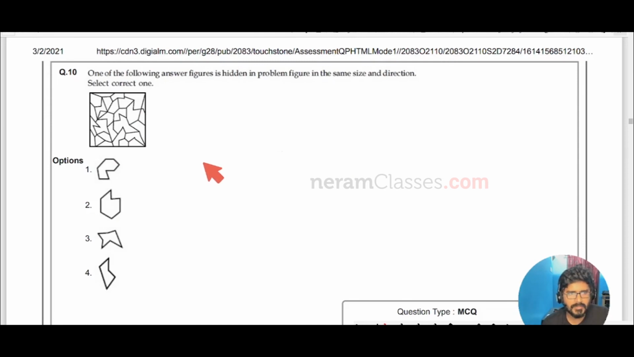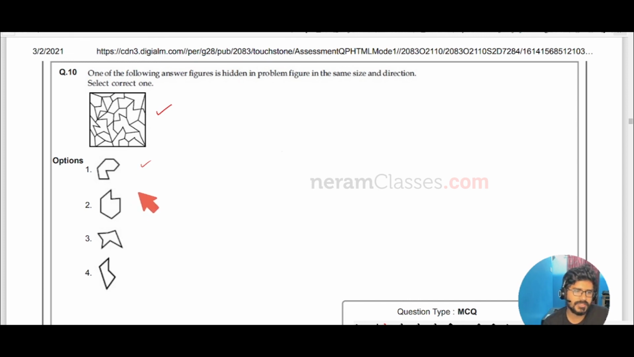Now, question number 10. This question is testing your cognitive ability, like how attentive you are. In this, they have given a composition, and there is a particular shape in the options which is actually inside it. We need to find out which one of the following is there.